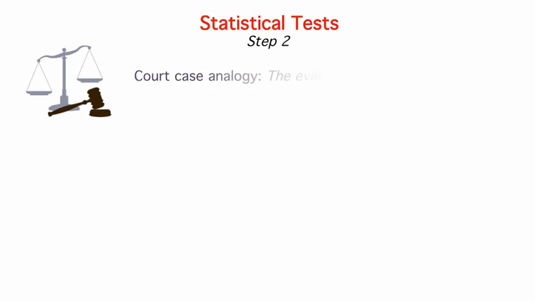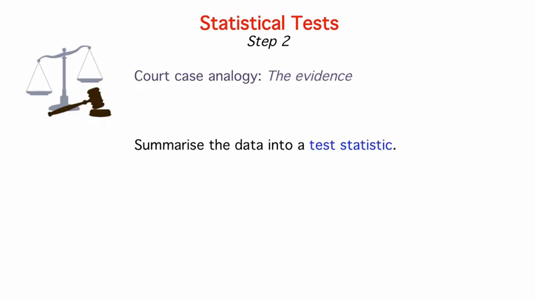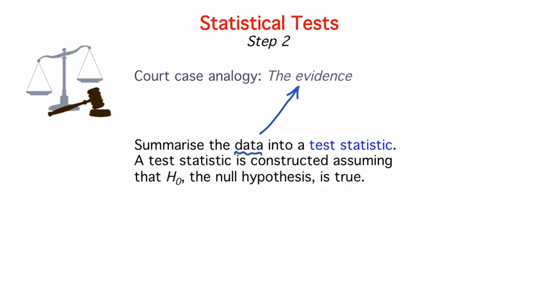In a court case, we need evidence collected by the police and prosecution, which brings us to our second step. The second step in our statistical tests is also to put together the evidence. In statistics, the evidence is provided by our data. In order to make the data useful, we have to summarize it into a statistic called the test statistic. Like any statistic, the test statistic is a numerical summary of the data. But what differentiates a test statistic from just any statistic is that it is formulated assuming that the null hypothesis holds. This is important to remember in statistical testing.